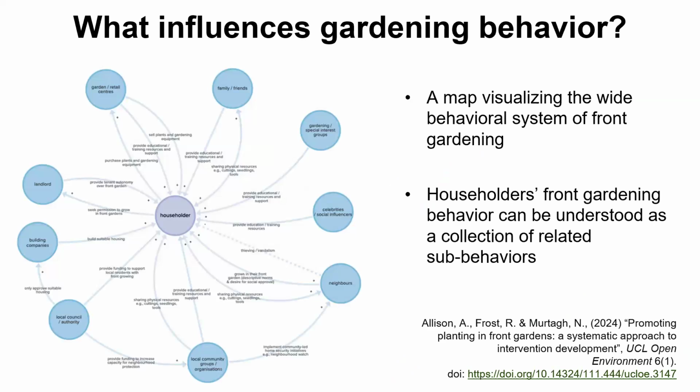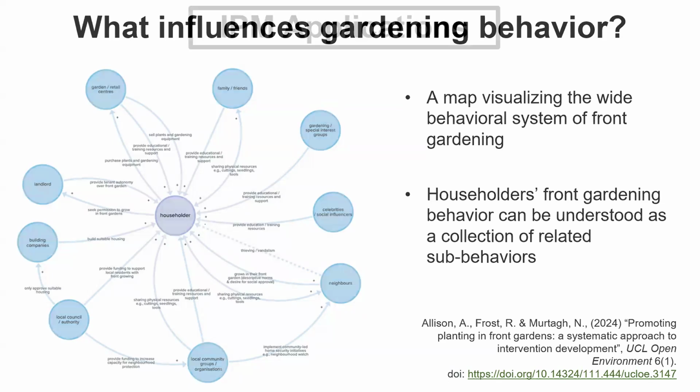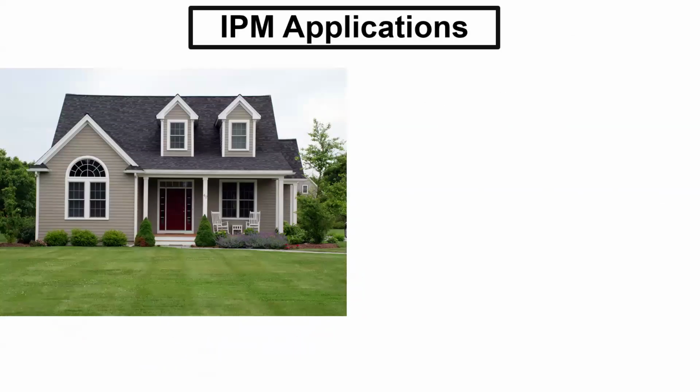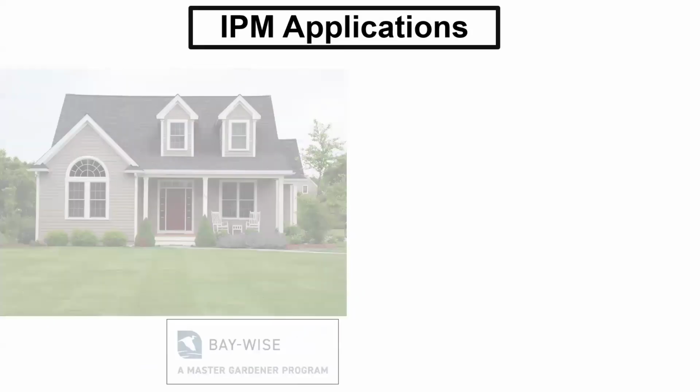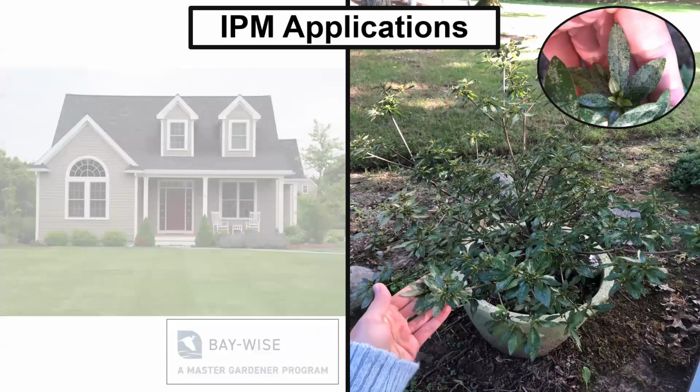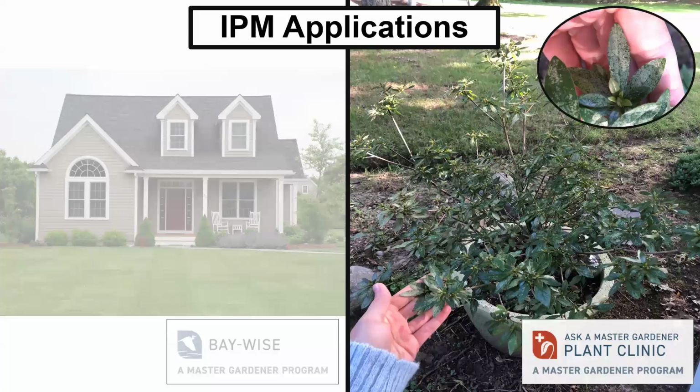And there are a lot of things that influence someone's gardening practices and behaviors. If you want to learn more, there was a really interesting recent study that was done in the UK that looked at all the different factors that will impact someone gardening in their front area of their house. Things like neighbors, gardening and retail centers, even landlords or building companies. So lots of different things that will influence someone's behaviors to garden. Whether someone's thinking about their broader landscape as a whole or a particular plant or pest problem, IPM has a place. So we can always introduce IPM to people in lots of different situations.